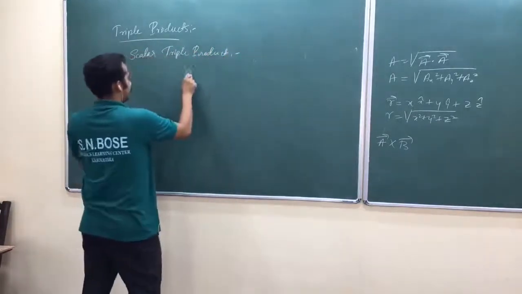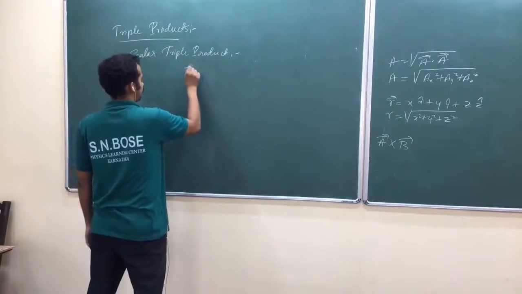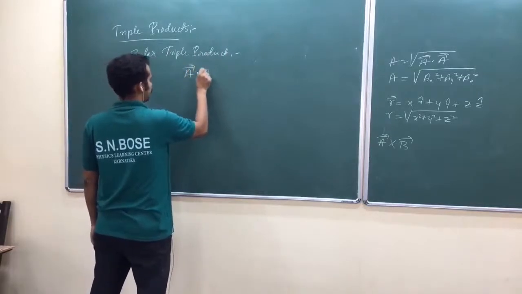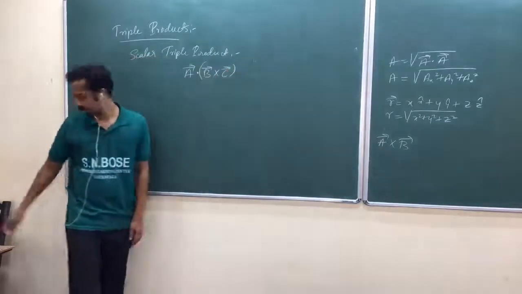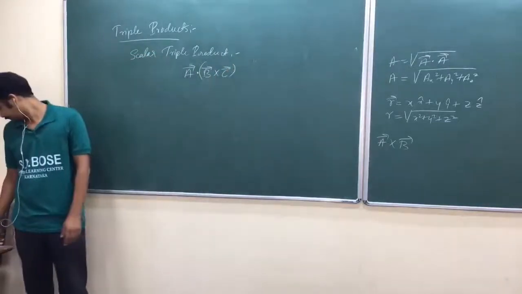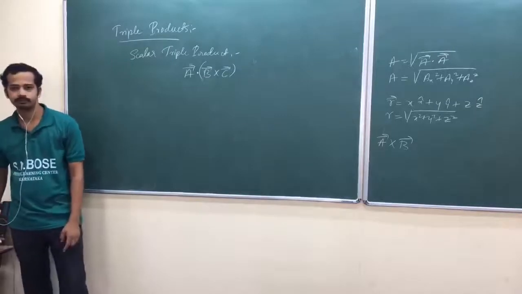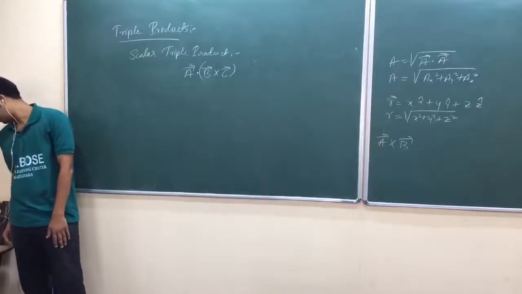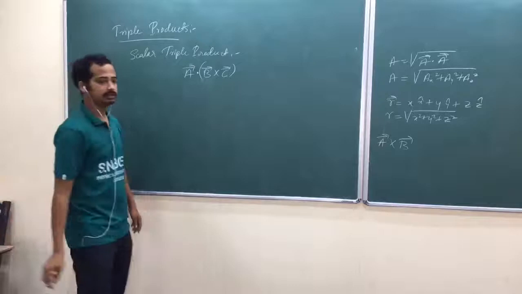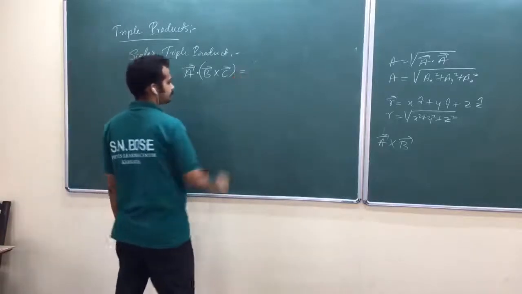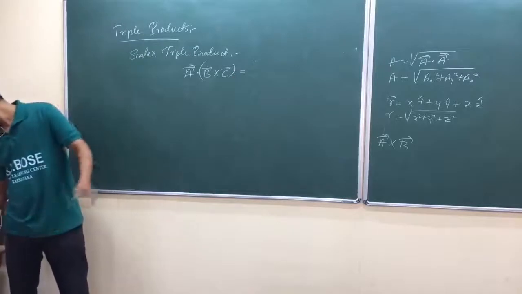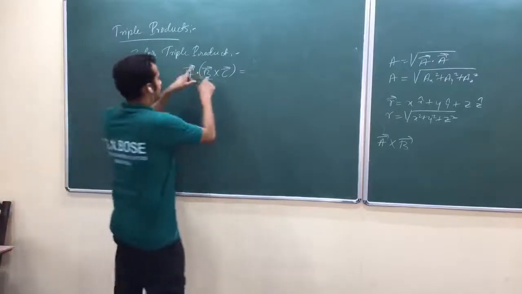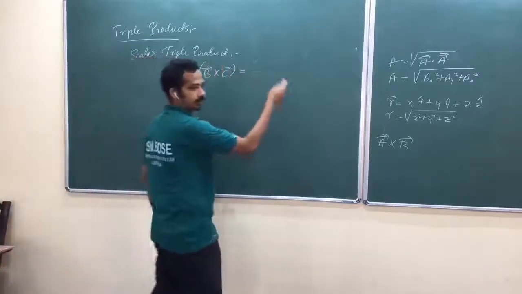What is this one? A dot B cross C. How do you define it? I think if you change A to B, B to C, C to A, again it will be followed.